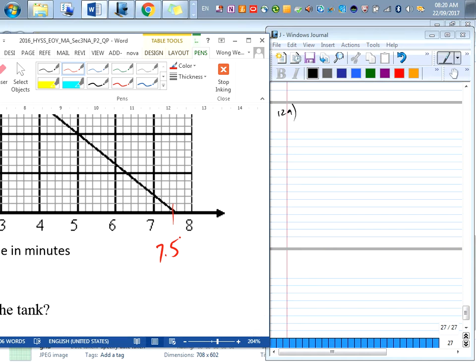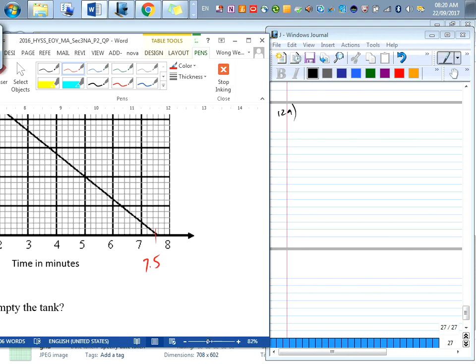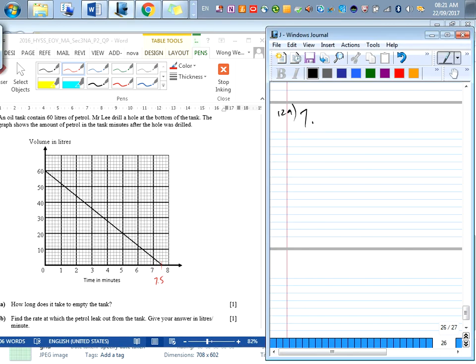Some of you may have written down 7.6. For this piece of paper itself, I will mark 7.6 correct because it's very hard to read. But let me just use 7.5 as my answer. So how long does it take? It takes 7.5 minutes.